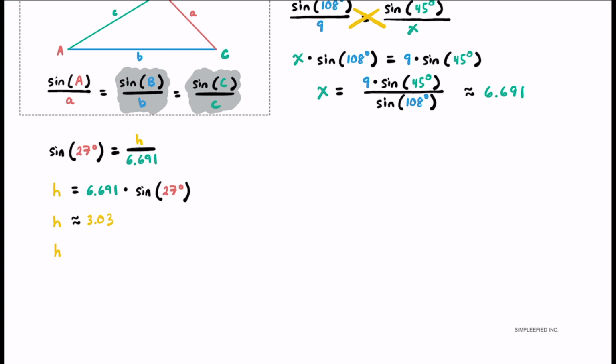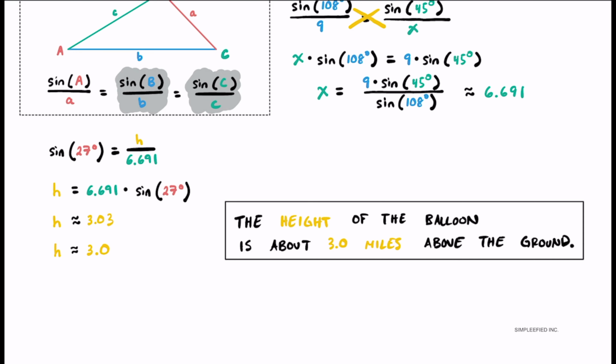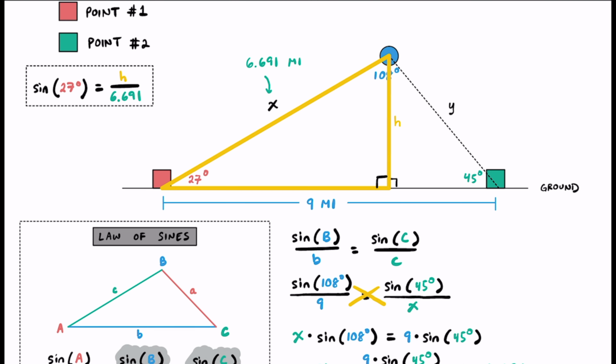And so finally, if we round this to the nearest tenths place like we were supposed to from the beginning, h, or the height of the balloon, is going to be about 3.0 miles here. That's the nearest tenths place. Therefore, we can conclude that the height of this balloon is about 3.0 miles above the ground. If we take a look back at the picture here, that's going to be this height that we just figured out, this value of h, and that seems pretty reasonable given the other measurements that we have here.